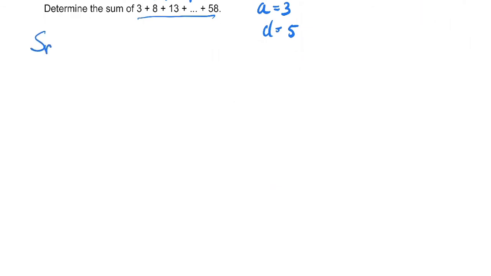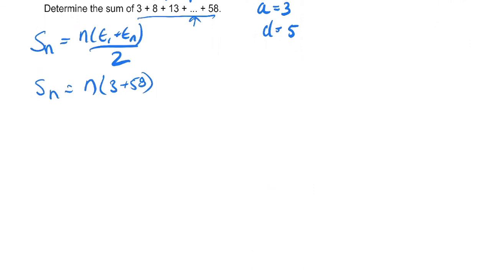So we write out our series formula, which is S of n is n times t of 1 plus t of n all over 2. The problem here is that we don't know how many terms this is. We still want to look for the sum, but we don't know what n is. Thankfully, we know what the first term is, and we know what the last term is. How do we calculate n? Well, we know that 58 is the nth term.